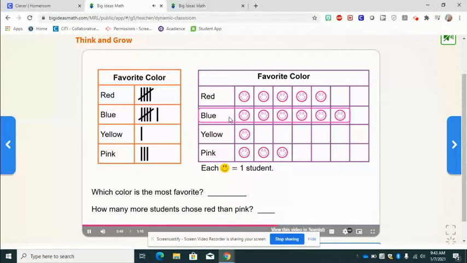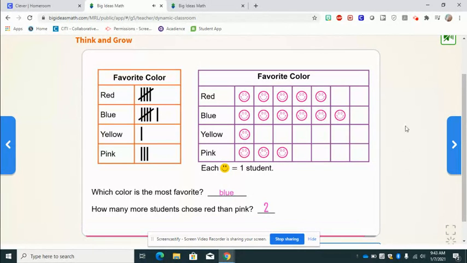Blue has the most smiley faces, so blue is the most favorite. How many more students chose red than pink? 5 students chose red, and 3 students chose pink. So 5 is 2 more than 3, so 2 more students chose red than pink.